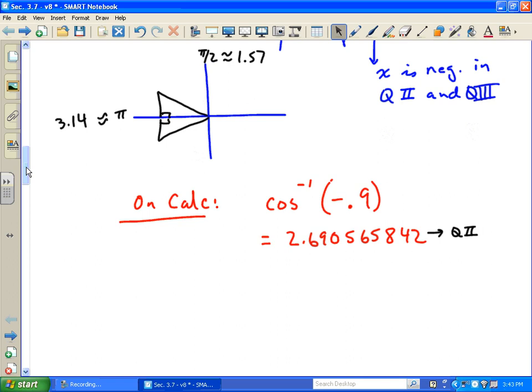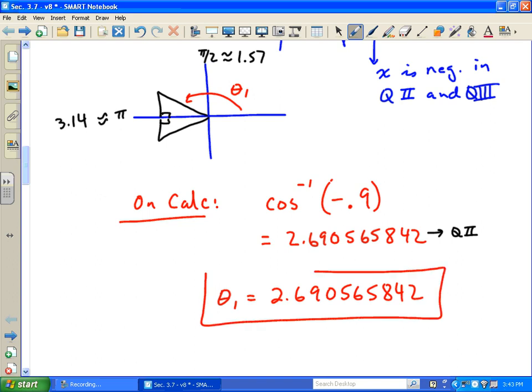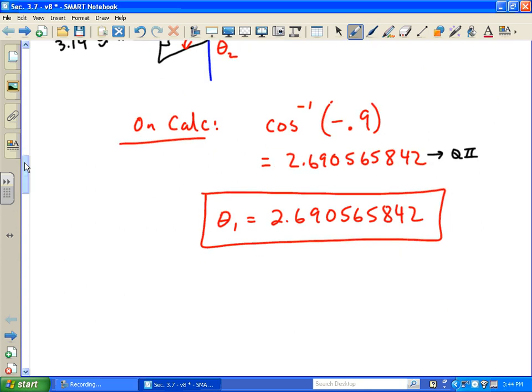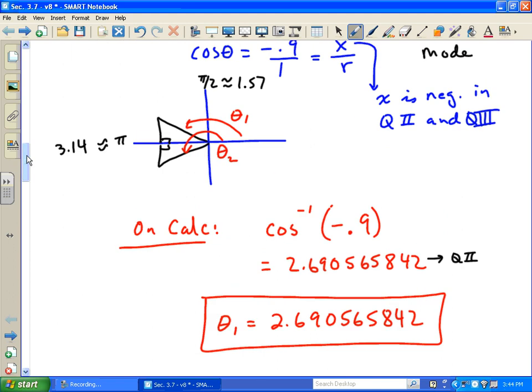Okay, so here's what we're going to say. We're going to say that theta 1 is the answer that the calculator just gave us. And so we're halfway done with what we need. And then the problem is, how do we figure out what theta 2 is? Theta 2 would be the angle around to the other terminal side. Well, what we can do is we can see that 2.69 and so forth is in quadrant 2. If we subtract pi minus that value, we know we get a reference angle. Okay, so in other words, I can think about looking for the angle that's inside of here as my reference angle.